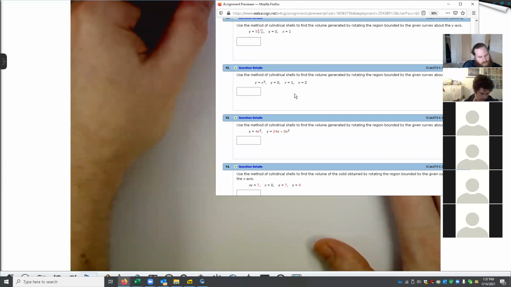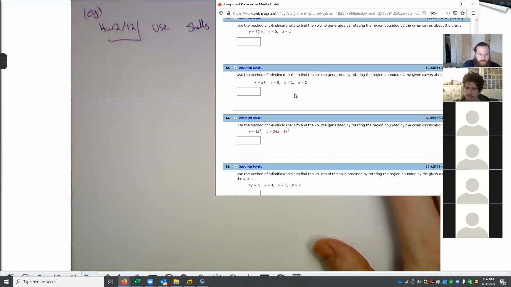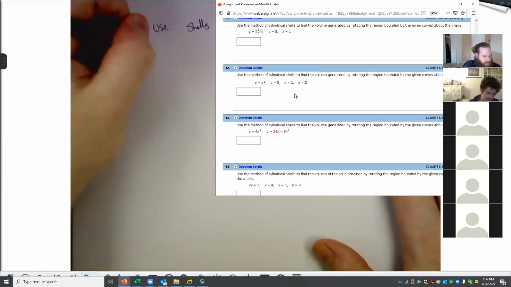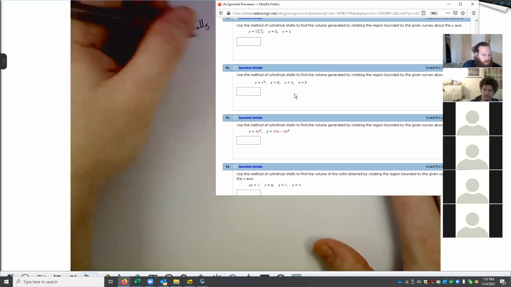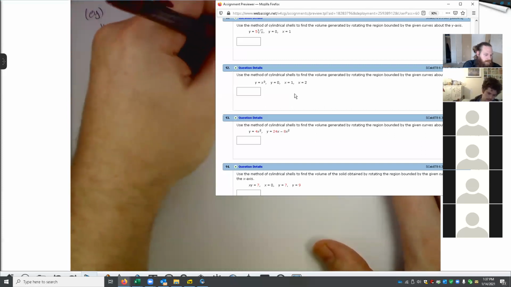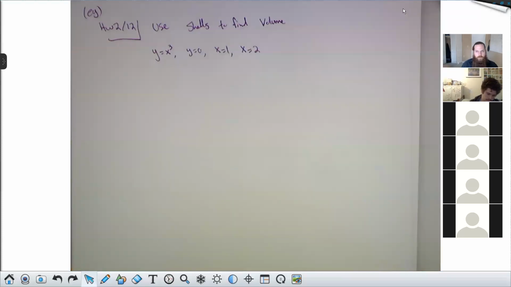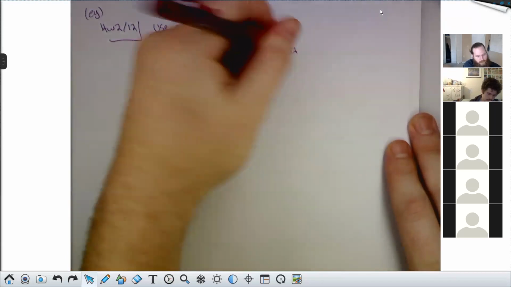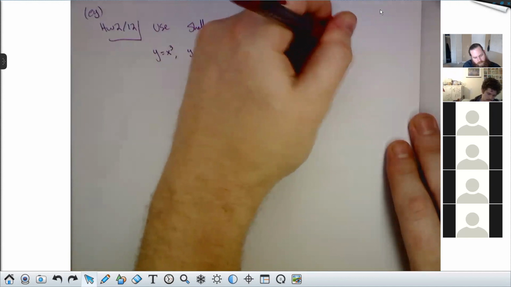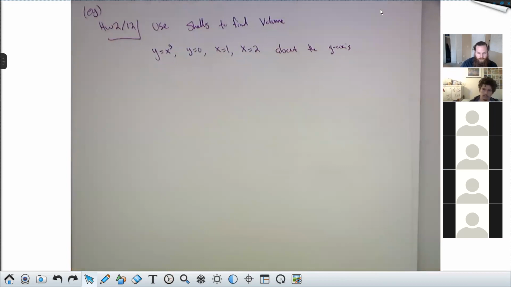Use shells to find the volume of the solid generated by rotating the region bounded by y equals x cubed, y equals 0, x equals 1, and x equals 2 about the y-axis. So the good news is the steps I laid out for the disk washer method are the same as the steps for the cylindrical shells method. Don't need to worry about learning a different set of steps.